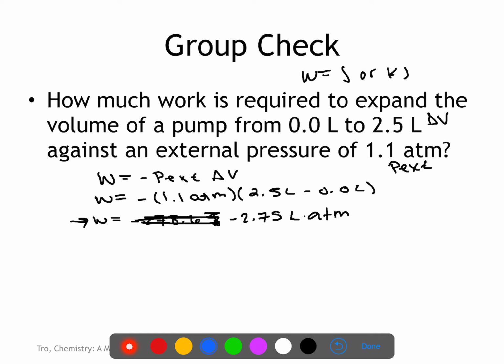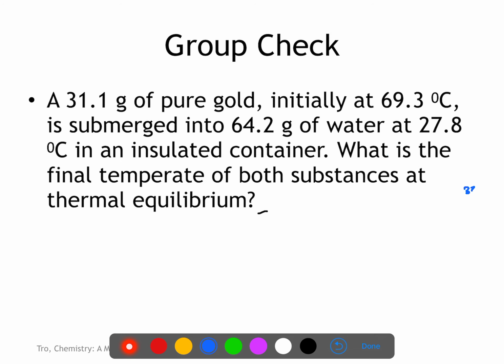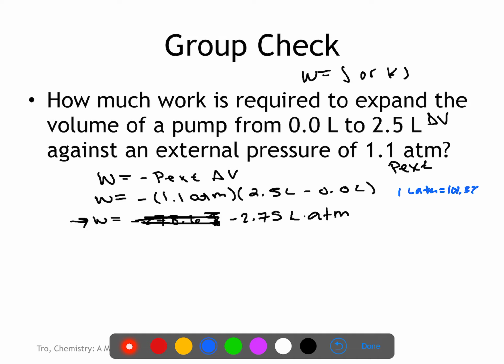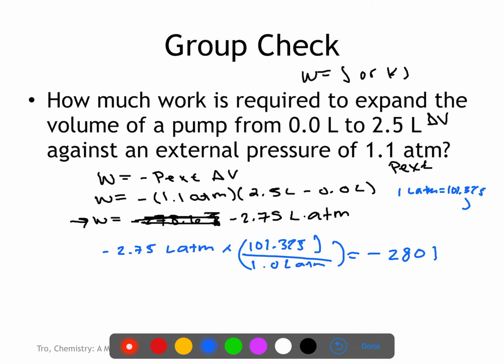So the conversion is that 1 liter atm is equal to 101.325 joules. Then you take negative 2.75 liter atm times the conversion factor, and you get negative 280 joules as the answer, the amount of work that is being done.